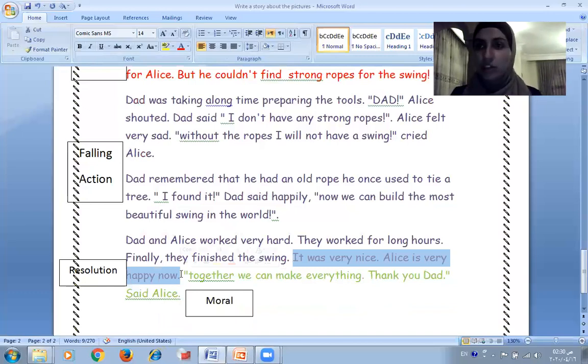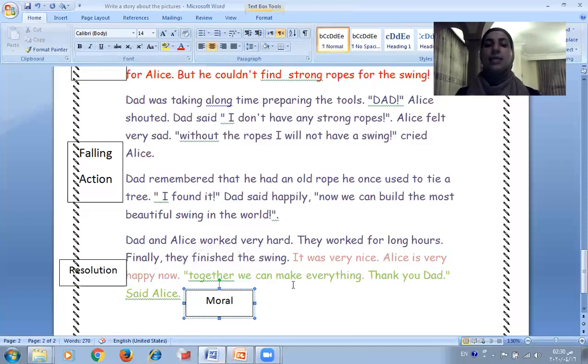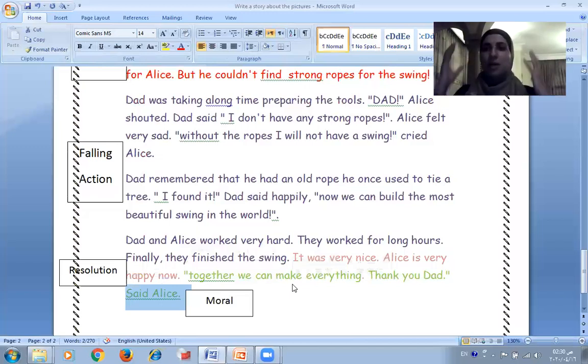They finished the swing, so they made the swing. The problem is solved, and Alice is happy. She's not sad anymore or bored. Together we can make everything. Thank you, Dad, said Alice. This is the moral, is that when two people work together, or two brains, we always say two brains are better than one. So when two people work together, they help making things better and faster, okay? So this is the moral or the lesson learned.